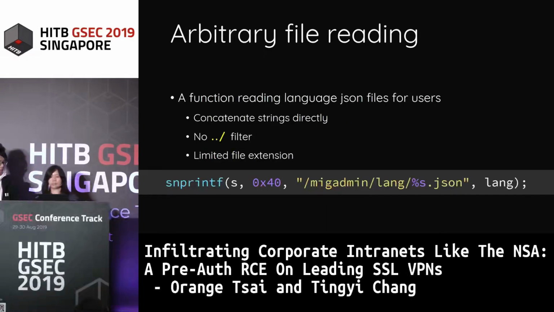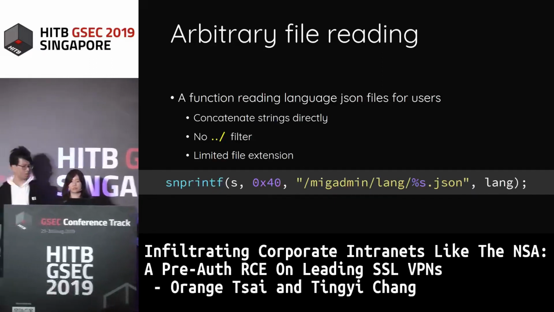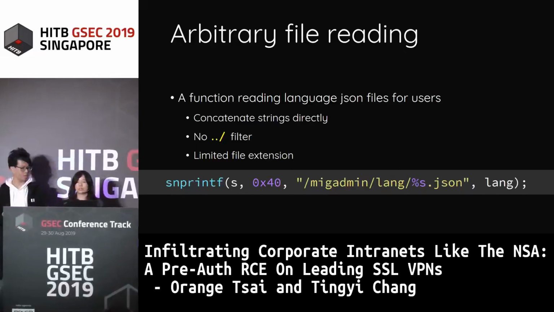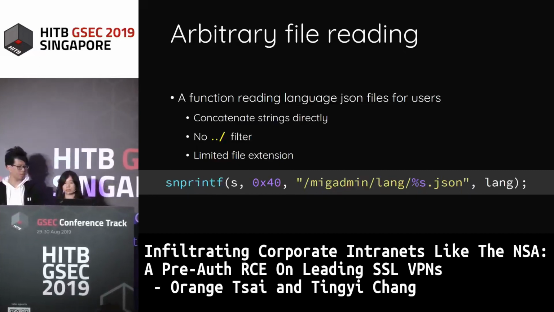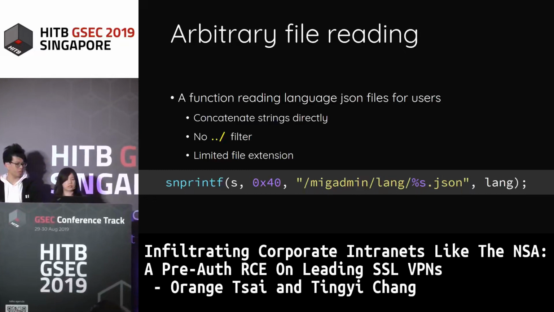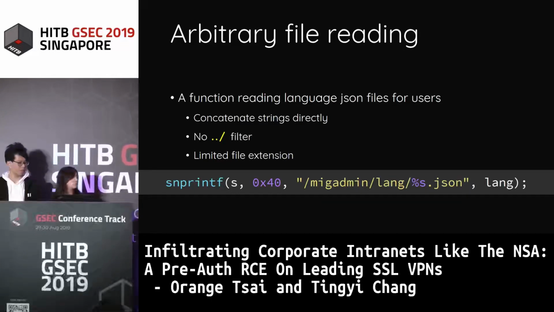Let's start with the file reading part. It's a function used to show the corresponding language for users. It concatenates strings directly without a // filter, but a .json extension is appended automatically. So it seems like we can only read JSON files. Think about it. Can we remove the .json and read any file we want?